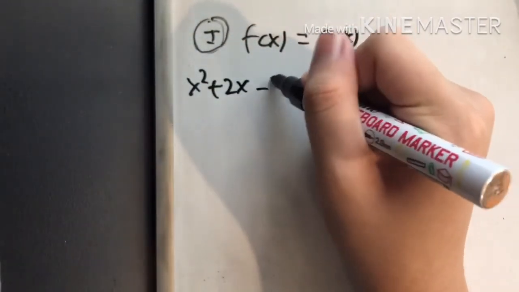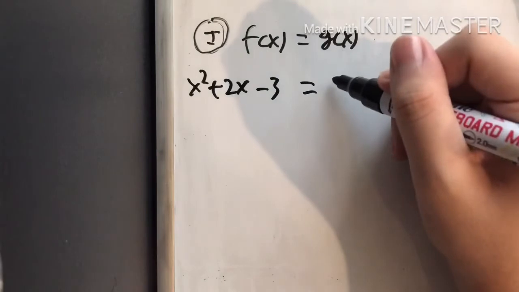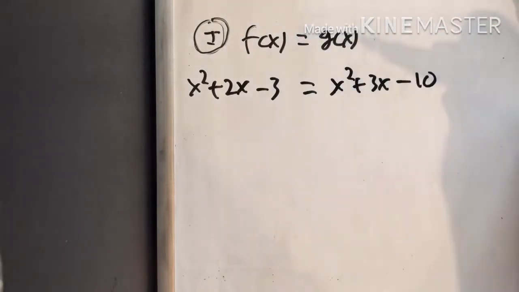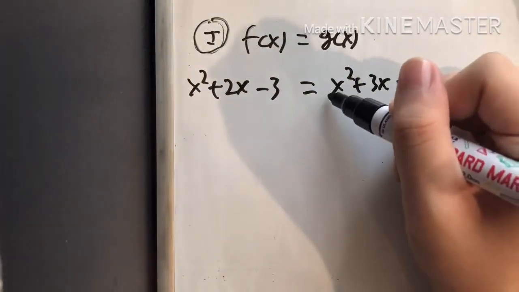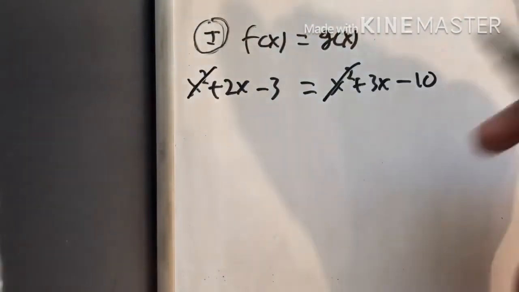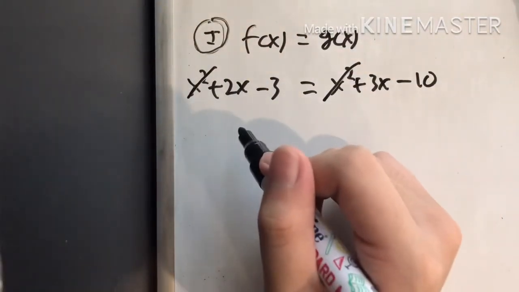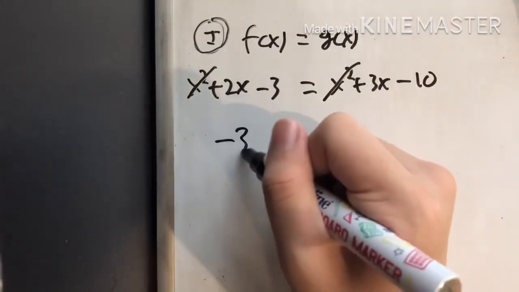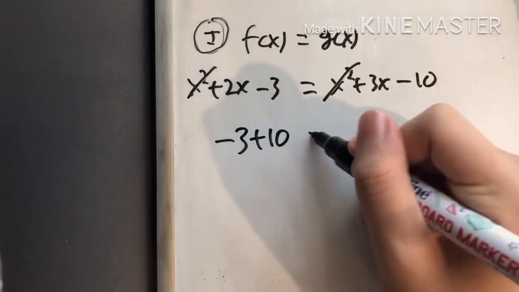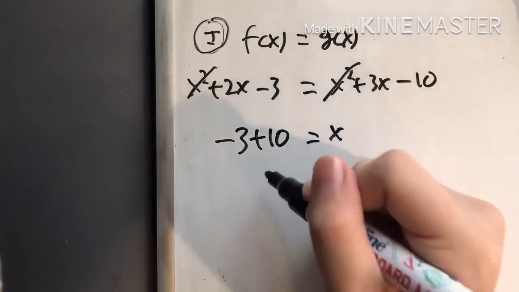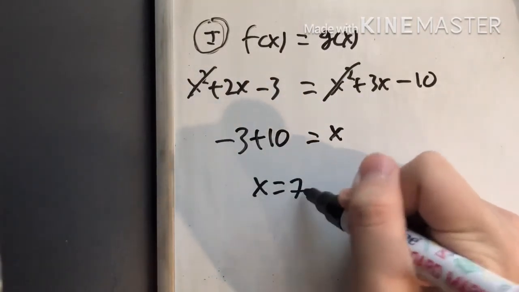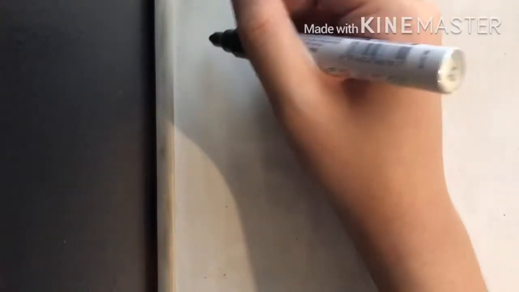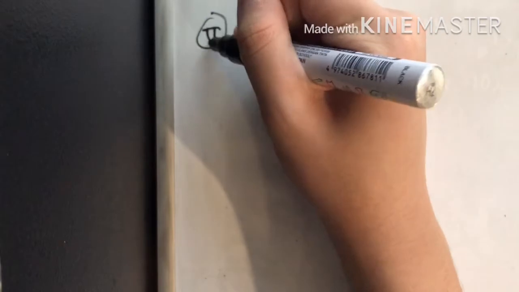So we substitute it. x squared plus 2x minus 3 is equal to x squared plus 3x minus 10. And then we cross out the x squared because it will be 0. And we move the x and the numbers. So minus 3 plus 10 is equal to 3x minus 2x, which is x. So x equals to 7. That is the first condition.